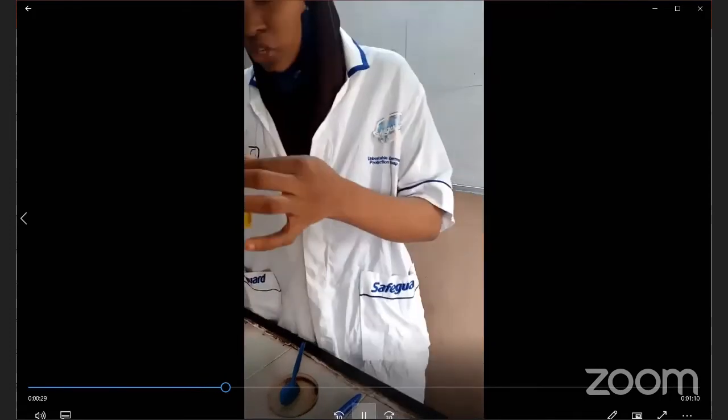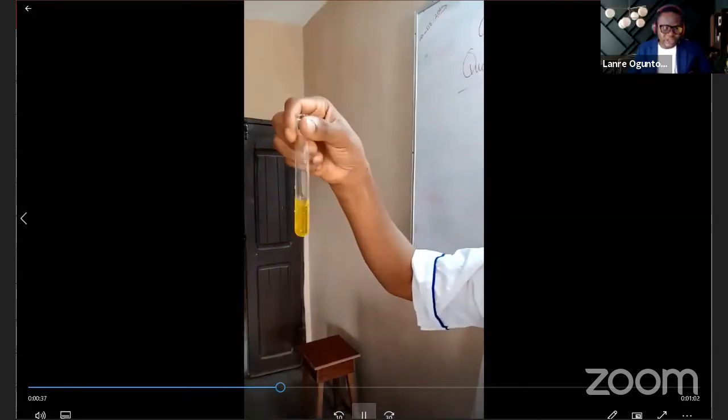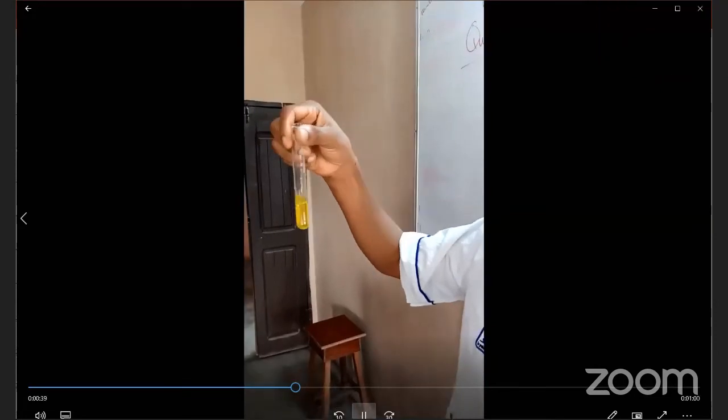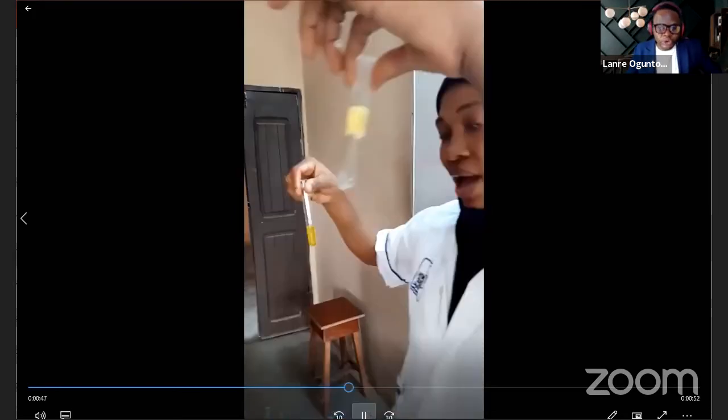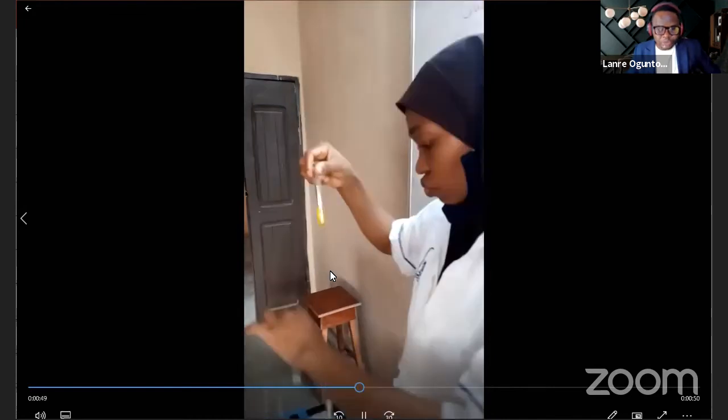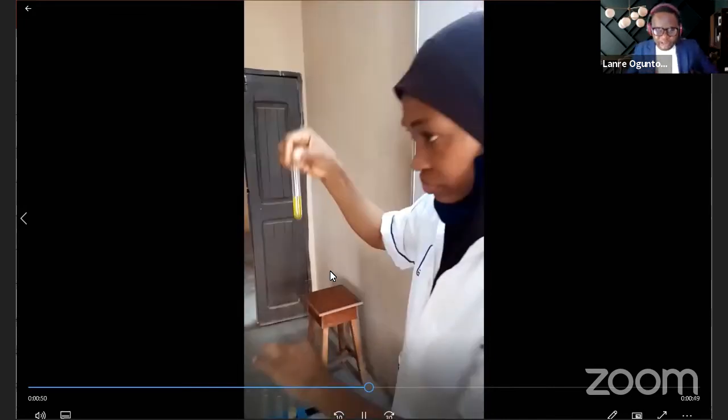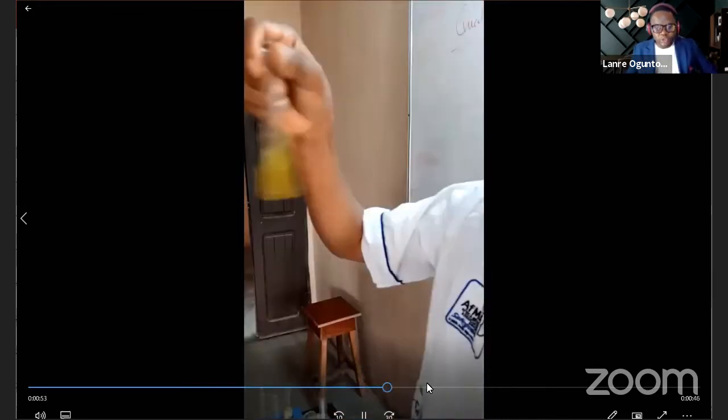So you add it. There's a color change that we are expected to see. You'll be observing the orange color turning gradually. Can you see the orange color? It's turning away from orange towards greenish coloration. That's oxidation. You put the alcohol in a test tube in a water bath, or you warm it gently.